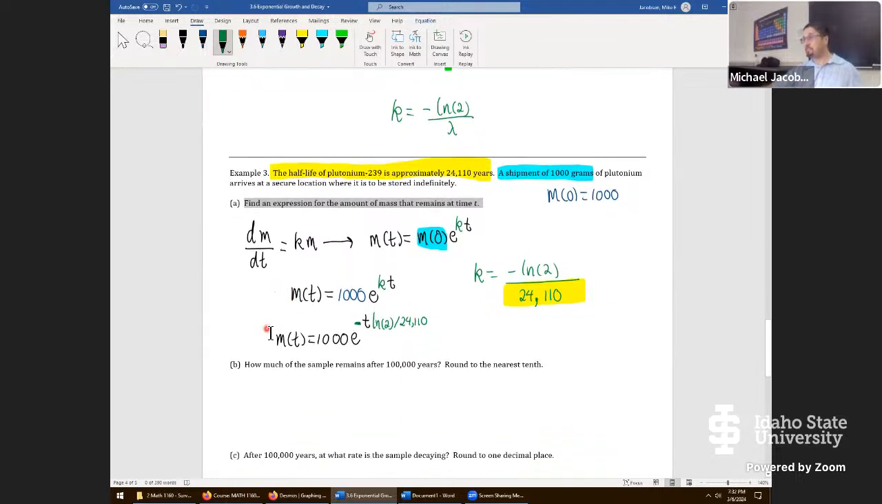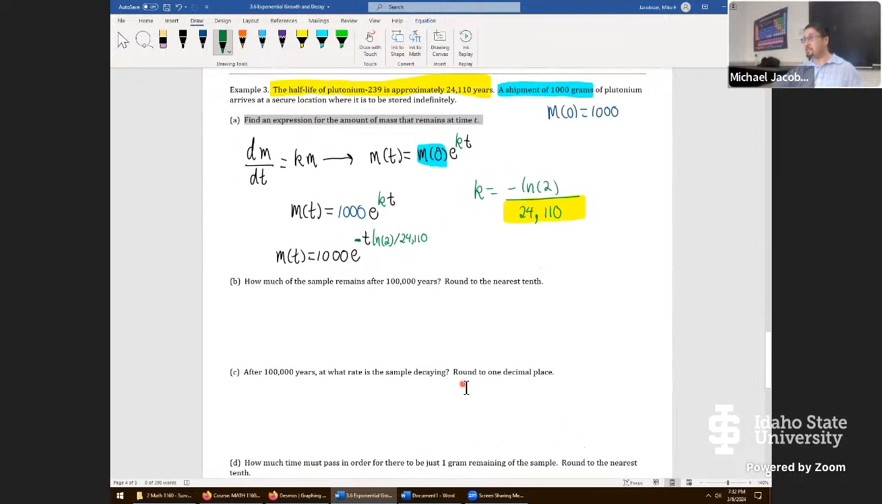Well, we've got it, folks. That's the function, and we came up with it really fast this time. And now we have a couple of fast follow-up questions to go along with it. Any questions at the moment first on producing that function? Okay, so it's asking, after 100,000 years, how much of the 1,000 grams is actually remaining here?